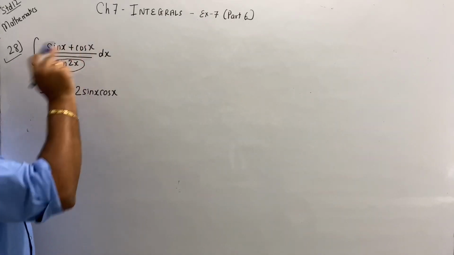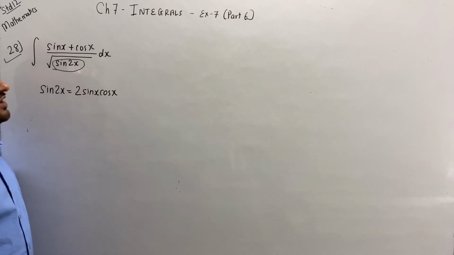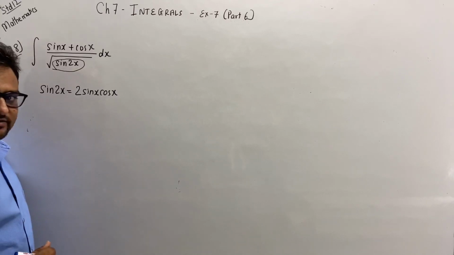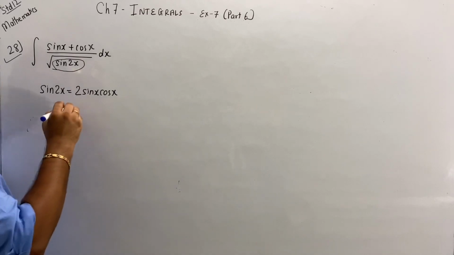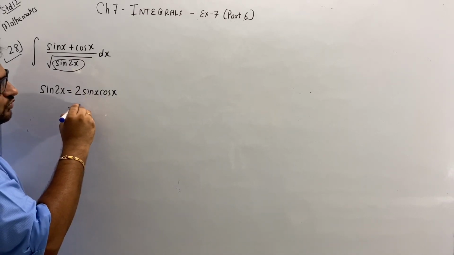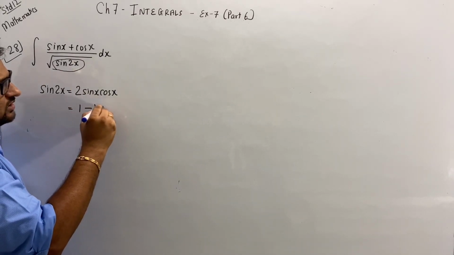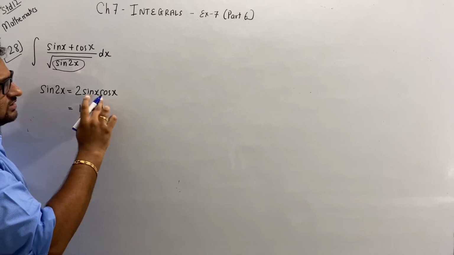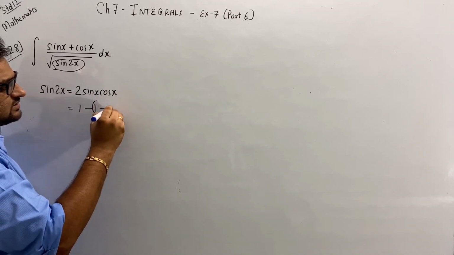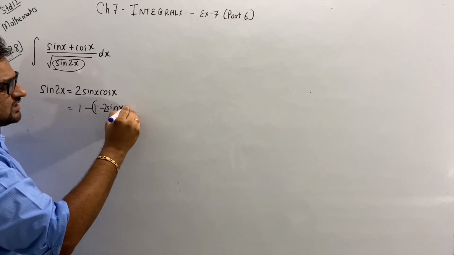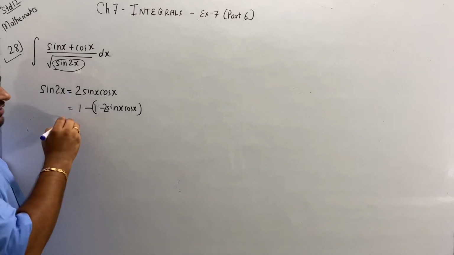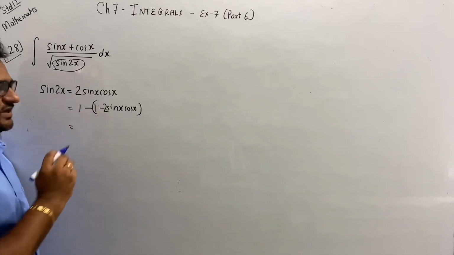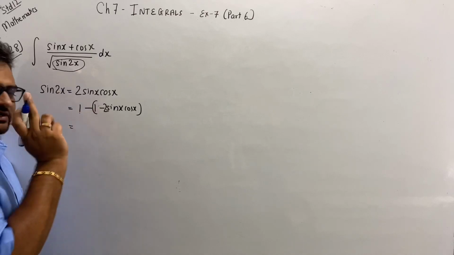So the numerator is sin x plus cos x, right? So I require sin x minus cos x, so that its derivative is sin x plus cos x. So what I will do, I will do 1 minus 1 plus or minus 2 sin x cos x. Clear? So now see, plus 1 minus 1, it will get cancelled.